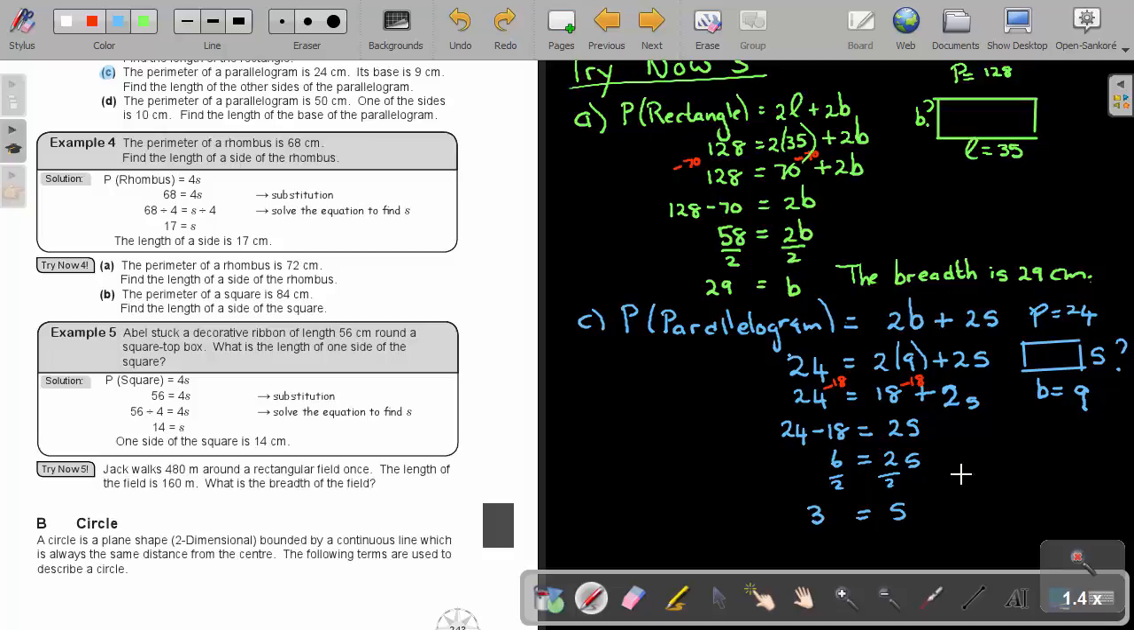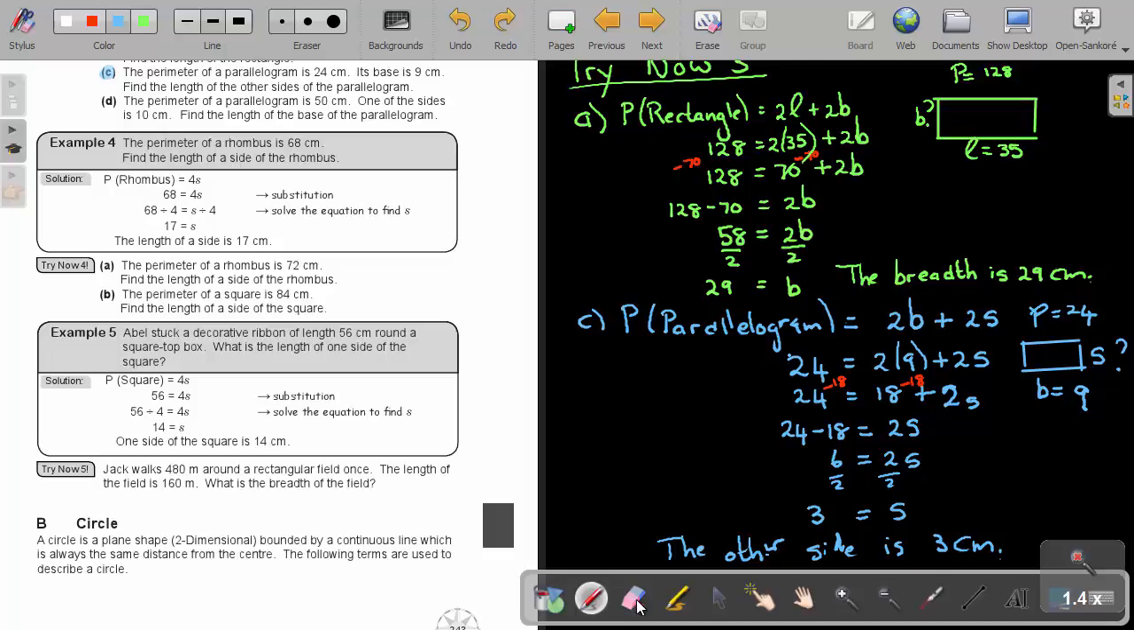So I'm going to say the other side. They are asking me, find the length of the other side. The other side is 3, and I just check this is in centimeters. Okay, and this is how I will do that if they give me the perimeter and I must find a side.